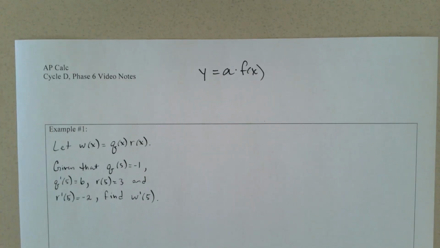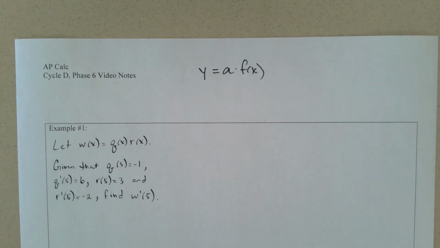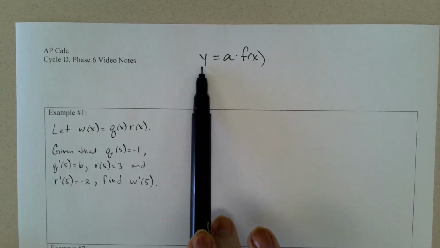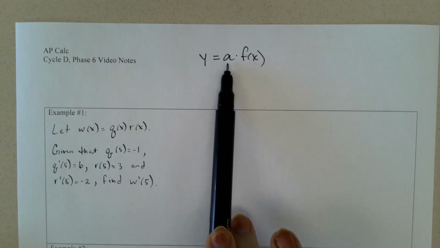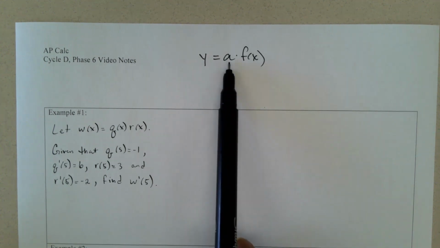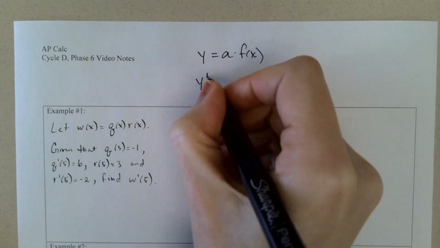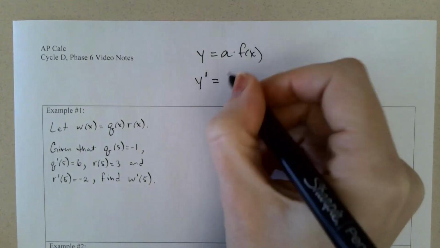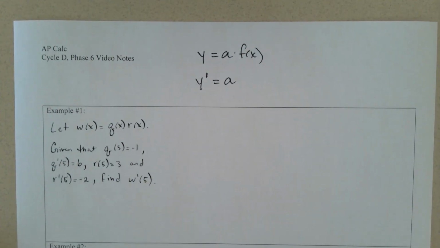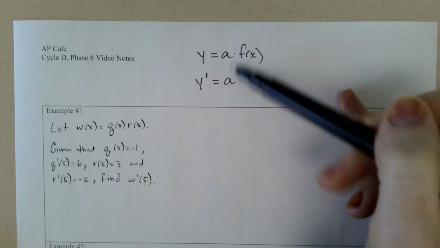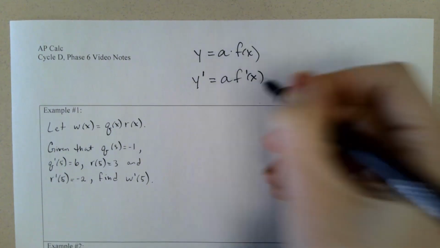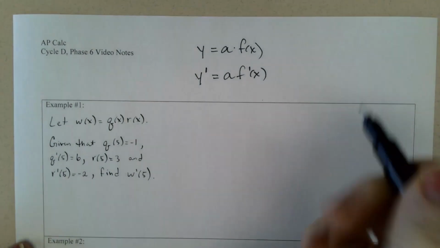Okay, so here is the D6 video. Before we get started, I just want to point something out. If you have a function like this, A is a constant multiple because it's a constant being multiplied by this function. If you want to take the derivative of something like this, you just bring the A down. Any coefficient, when you're taking a derivative, just gets brought down. And then to take the derivative of f, we don't know what it is, so I'll just say f prime of x. All right? So this is something to know.